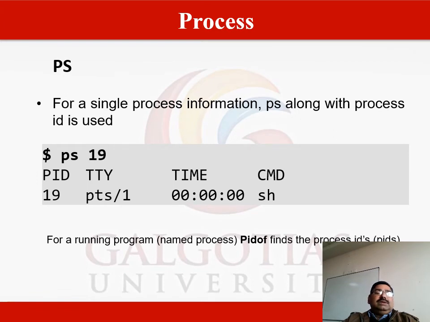If you know the process ID, then you can directly view the process status of any command. The process ID of the sh command is 19. If you know the process ID, then directly you can type ps 19 on the command prompt. So you can view the process status of the sh command with process ID 19, the terminal type, the time, and the command sh.